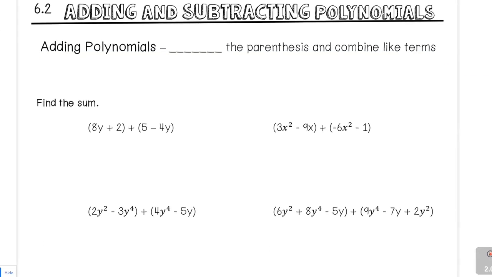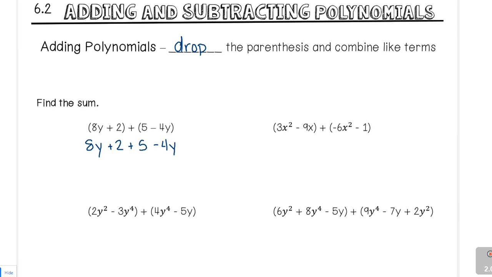Today we're going to be looking at adding and subtracting polynomials. So to add polynomials, you are going to drop the parentheses and then combine your like terms. So let's look at this first example. 8y plus 2 plus 5 minus 4y. Drop the parentheses. So we have 8y plus 2 plus 5 minus 4y.